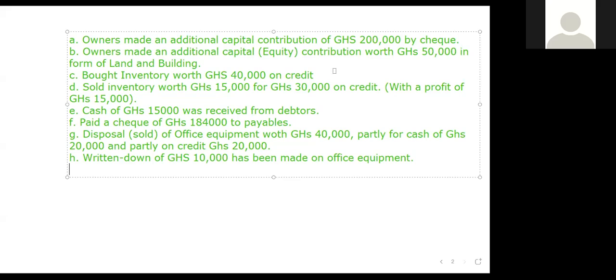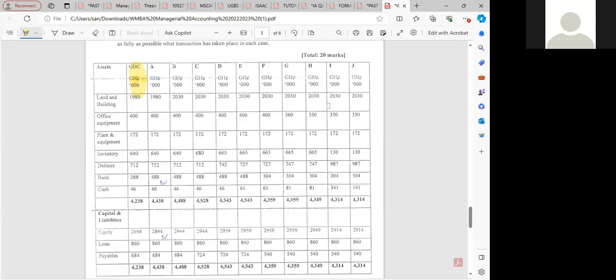With I, we can see office equipment to be the same. Sorry, land and building first. Land and building is the same. Office equipment is the same. Plant and equipment is the same. We can see inventory go down by 535, right? 535. If we do the subtraction, 535.